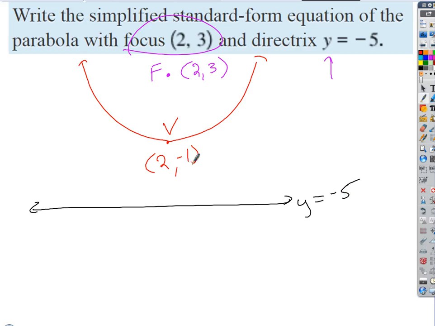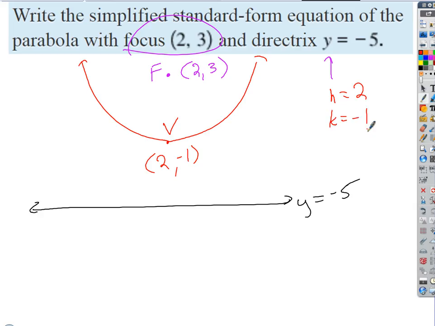That tells us 2 of our 3 parameters right there. What's h going to be? Cassie, what's h? 2. Yeah, because, remember, the coordinates of the vertex are h and k. So that's h and that's k, right?